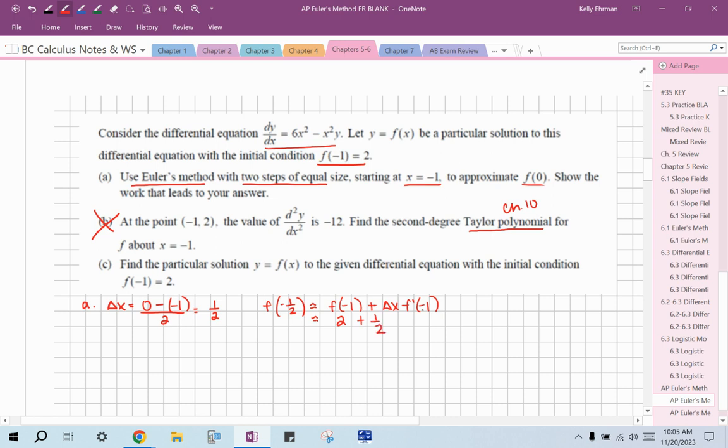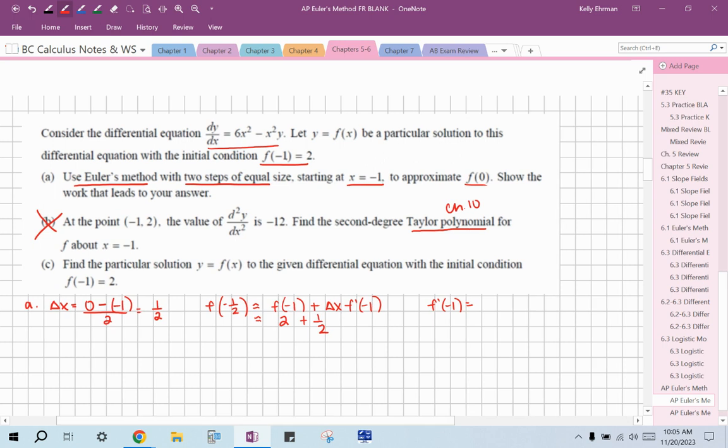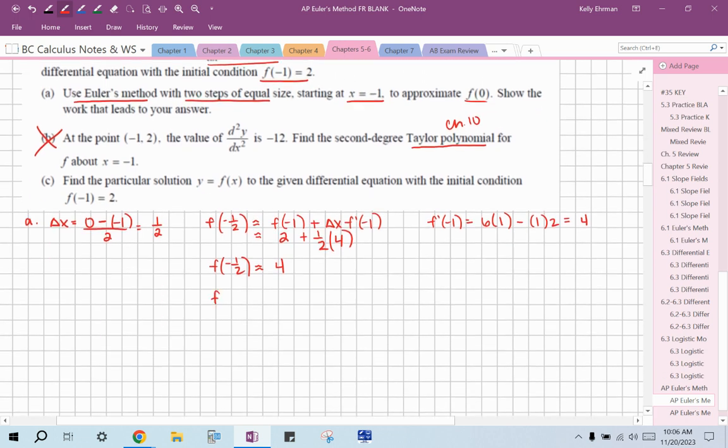Delta x is 1/2. F prime of -1, we've got to do the math off to the side here. So the ordered pair is -1, 2. So 6 times -1 squared minus -1 squared times 2. So 6 minus 2 is 4. So f of -1/2 is approximately equal to 2 plus 2, which is 4. And then we add 1/2 to that, so then we're at f of 0. That should be about f of -1/2 plus delta x times f prime of -1/2. So we've got to calculate that.